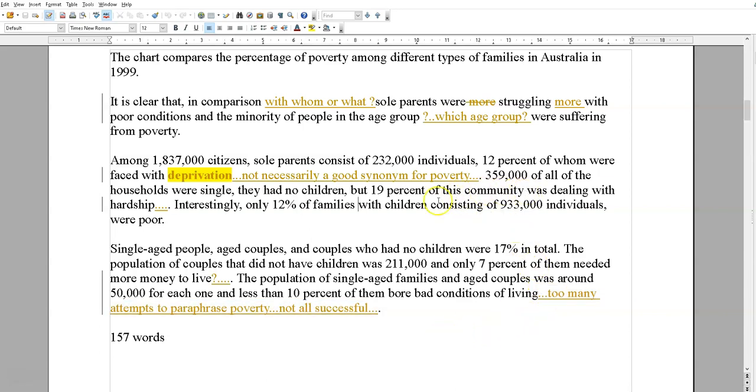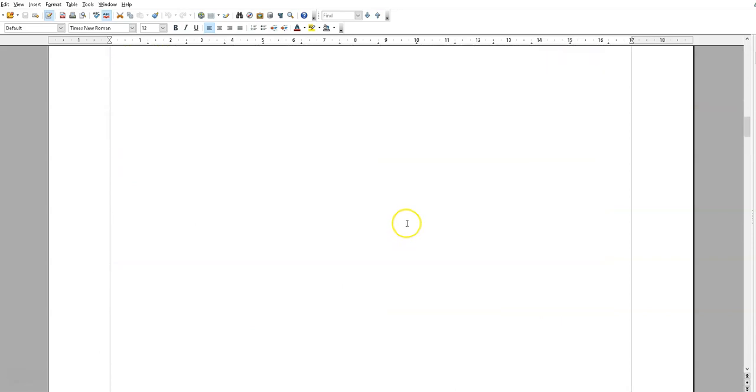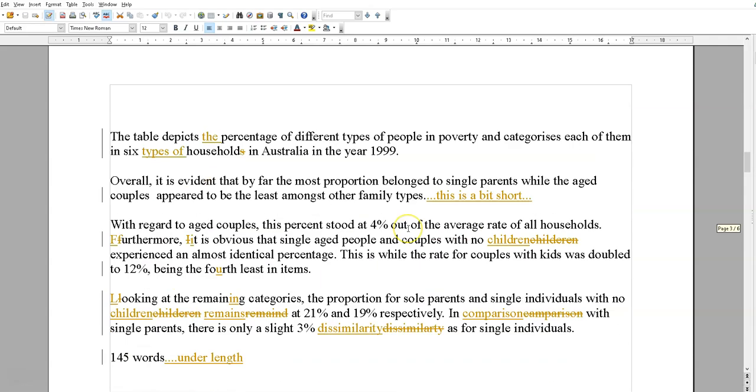Of this community was dealing with hardship. Okay. Now, this one's better. Oh, right, hang on. Needed more money to live. Don't we all? Bad conditions of living. So, in terms of figures and data, okay, that's good. But all these bad conditions of living, needed more money to live. I need more. Don't we all? So just be careful there.